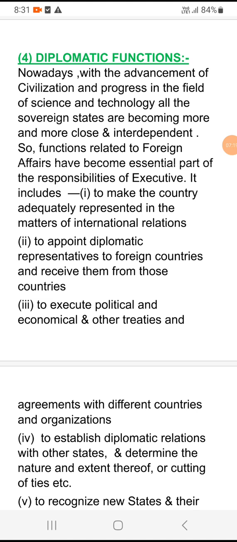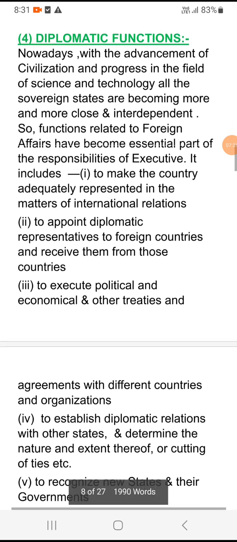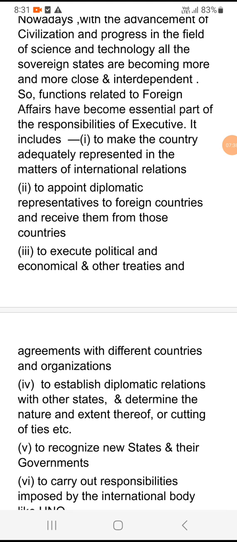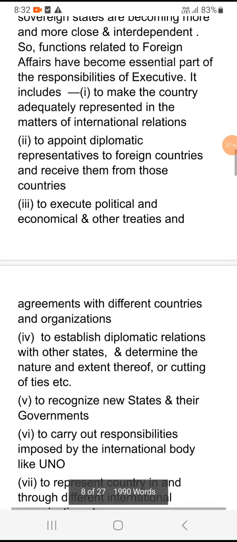Number 4. Diplomatic functions. Nowadays, with the advancement of civilization and progress in the field of science and technology, all the sovereign states are becoming more and more close and interdependent. So, functions relating to foreign affairs have become an essential part of the responsibilities of the executive.